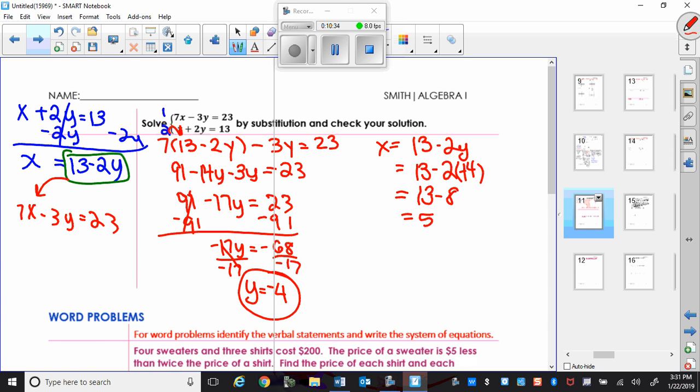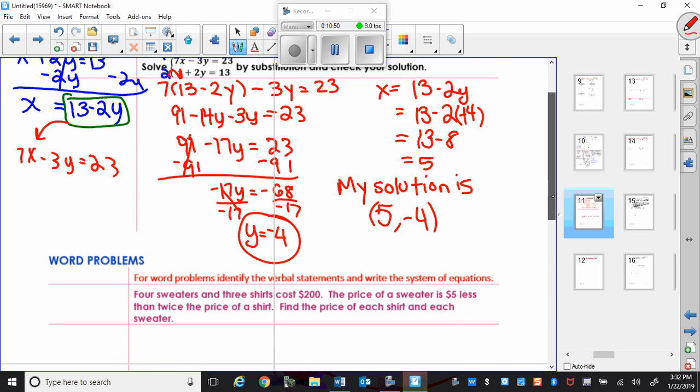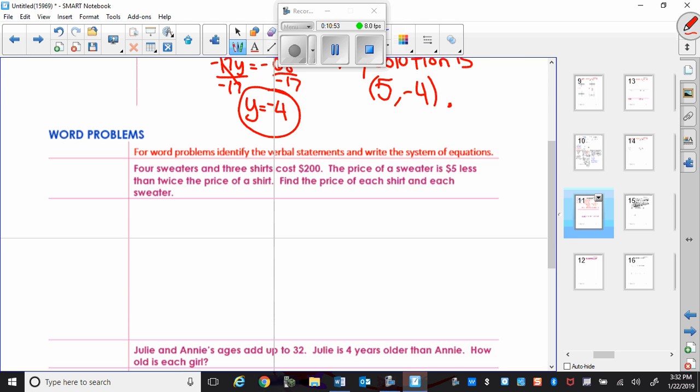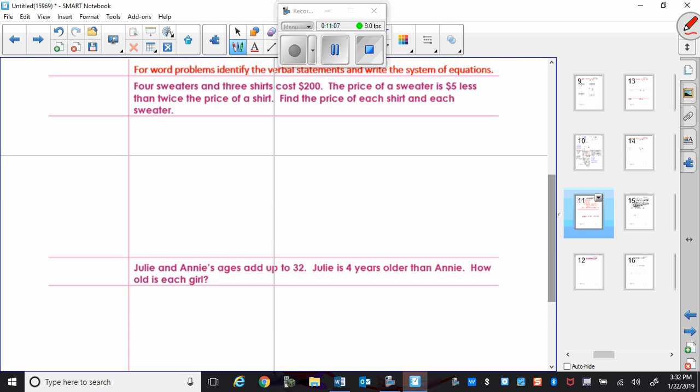So the answer here, we're going to use the word solution. My solution, intersection and solution are interchangeable, is 5 comma 4. My solution is 5 comma 4. And we do like the mapping. I do love the mapping because it makes sure I get my x and y in the same place. Okay?